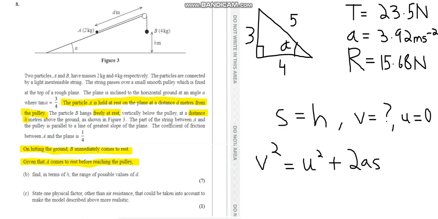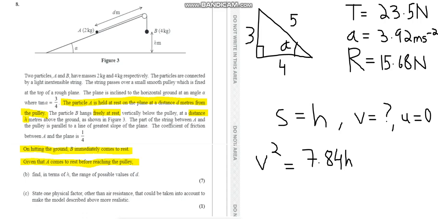Now I'll just plug in the values. There you go, v squared is equal to 7.84h, as we know that u is 0, so it will be eliminated from the equation. Now this was the equation used for the particle B. Now we will look at the main part, or the main particle, for which we have to find the d value in terms of h, which is the particle A.